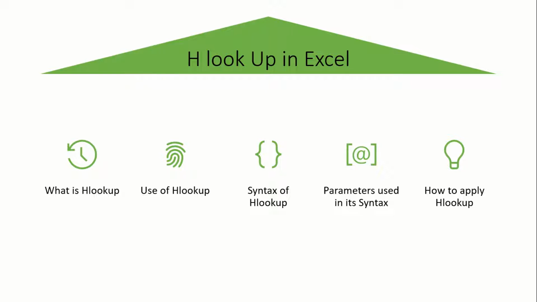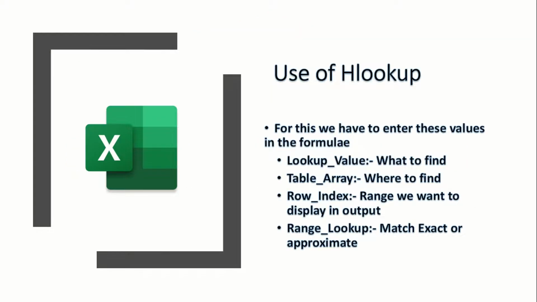So I am going to the next slide in which we will discuss the syntax of HLOOKUP and the parameters used in its syntax. Whenever we want to use HLOOKUP in Excel, we have to enter these four values in the formula that we have already discussed while learning VLOOKUP. The first thing is lookup value, that is what to find. Excel will first ask what value it should find from the data that you are entering. Then the second thing is table array, that is the data from which the value is to be found.